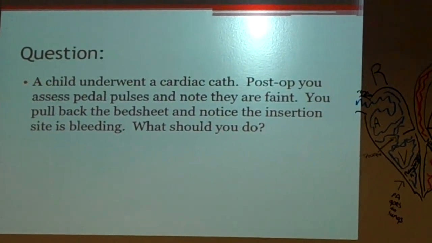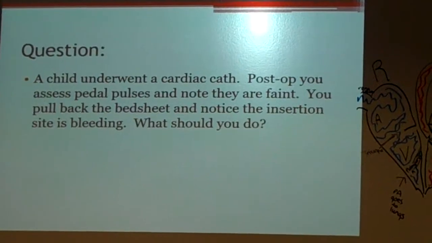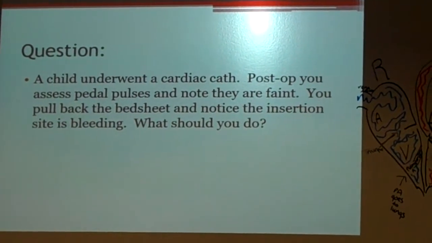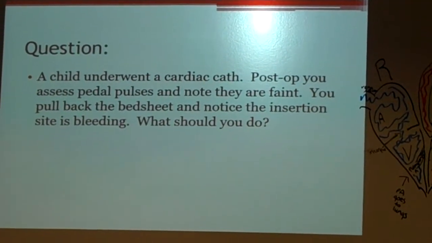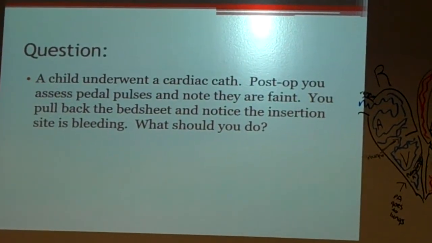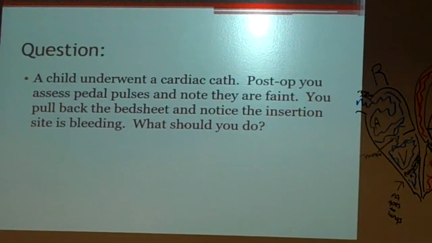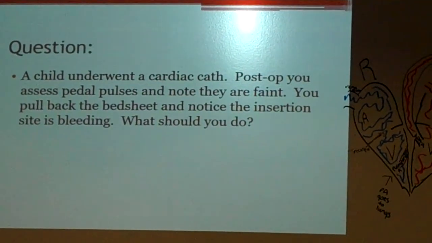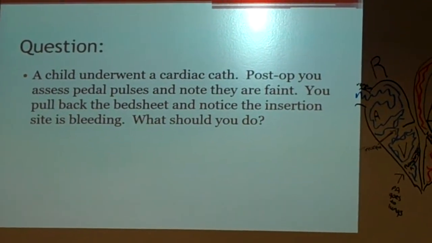It says a child underwent a cardiac cath. Post-op, you assess pedal pulses and note they are faint. You pull back the bed sheet and notice the insertion site is bleeding. What should you do? Apply direct pressure 1 inch above the catheter insertion site. Position the child flat. Notify the provider and prepare for administration of fluids and meds.